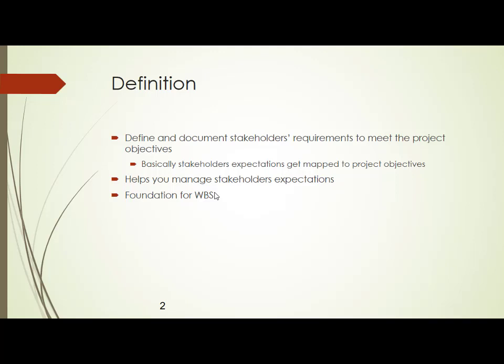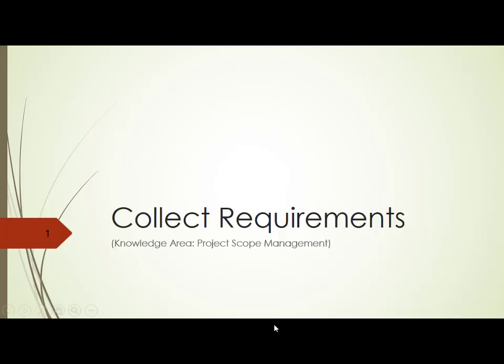WBS stands for work breakdown structure. So work breakdown structure is a process which will take the requirements as input and create the work breakdown structure. So this we will not touch now. In this session we will only understand how to get the requirements from the stakeholders. So this is the actual overview of the collect requirements process, and it comes under a knowledge area called project scope management.